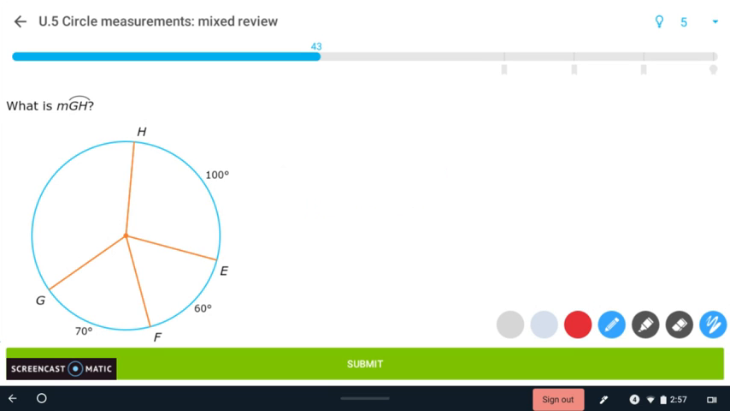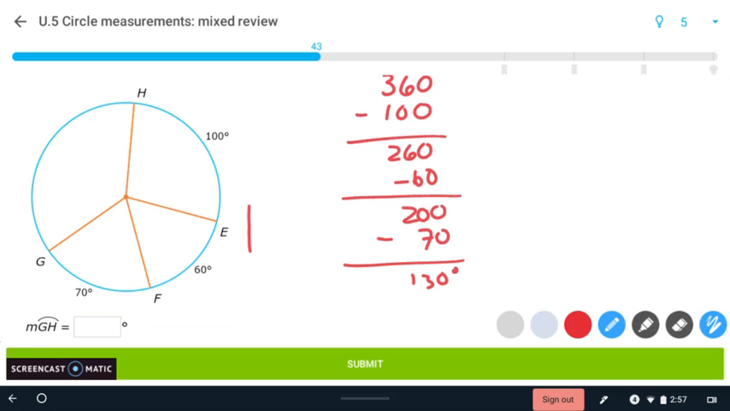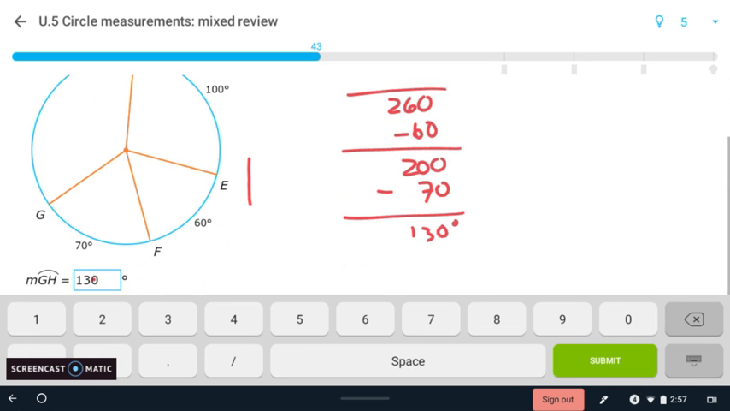So here is another one. It's got a couple of extra spaces, but it's exactly like that last one we did. Again, you're going to subtract everything from 360. So 360 minus 100 is 260, minus 60 is 200. 200 minus 70 is 130. So that gives us our answer of 130 degrees.